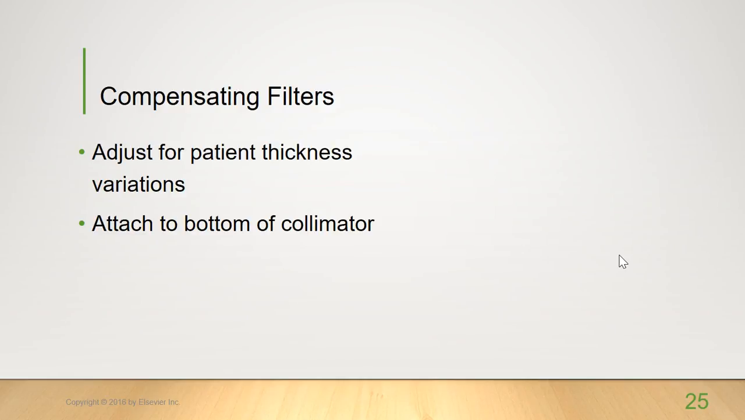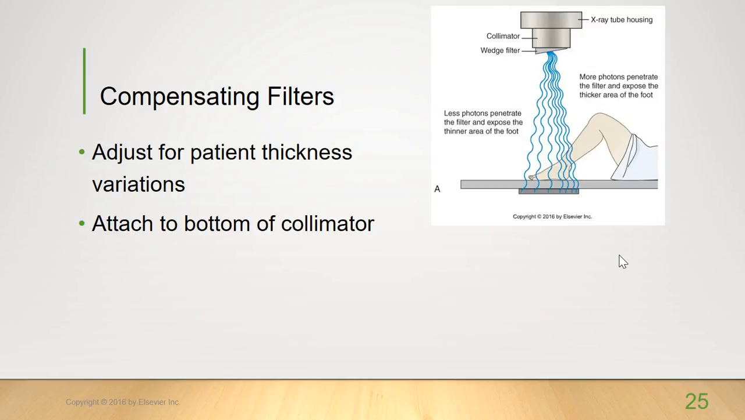Compensate means make up for, used to adjust or compensate for variations, and that is the patient's thickness or their density, and you want to create a more uniform exposure to the image receptor. Now the first one is some type of variation that you can add, but the purpose is right here. So let's just look at this particular image.